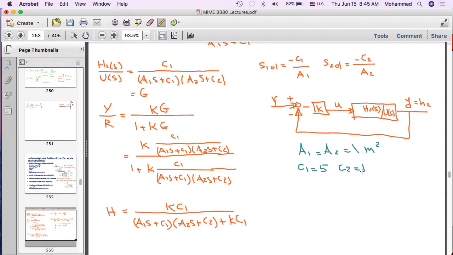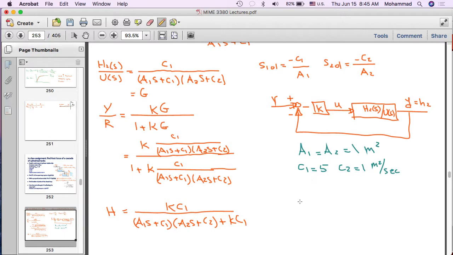With proper units, the unit of C is meter cubed over second over meter, so it's meter squared over second. So that's the proper unit for C. When it's multiplied by H, it would be a unit of volumetric flow, which is meter cubed over second. Okay, so with these two numbers, now let's look at these two poles.